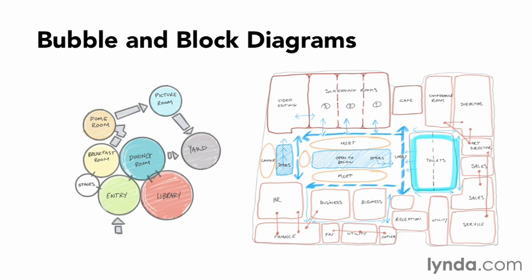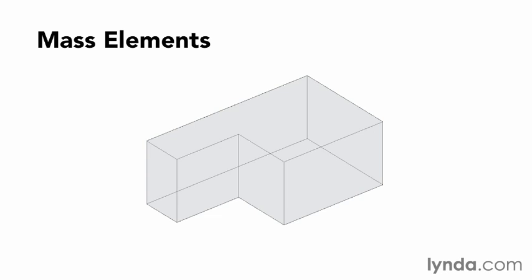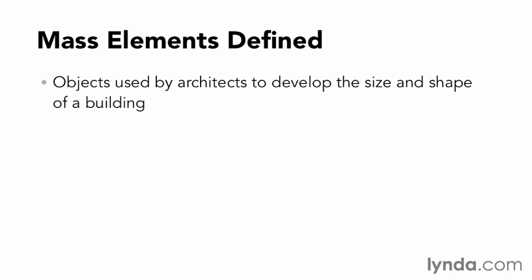So in order to do this, there's a couple things that we need to look at. One is called mass elements. Mass elements are used primarily by architects. They usually use mass elements to develop the size and shape of a building. They use them for large forms, usually whole buildings. A lot of times they're focusing on the overall shape and the footprint of the building. And at the same time, they will attach building data to those mass elements.